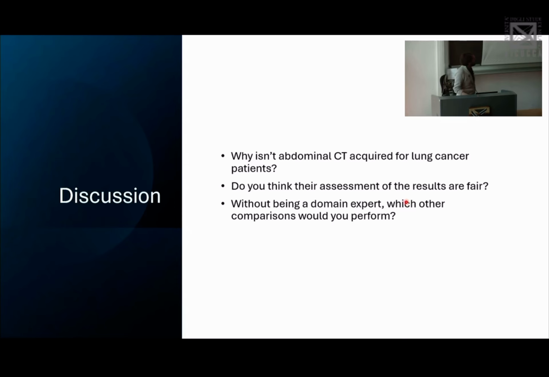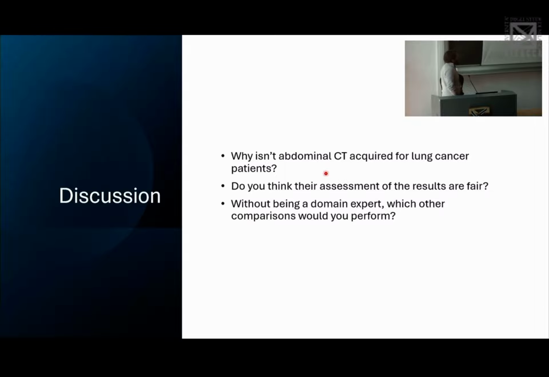Now, here are some more open-ended questions. As we said, the discussion section of a paper is by definition open-ended, a commentary done by the authors on their findings. And here's the place where you, who are reading the paper, should ask yourself, is everything they did correct? So, of course, the first question is, why isn't the abdominal CT acquired for lung cancer patients? Well, because it's not necessary and it requires quite a large radiation dose.